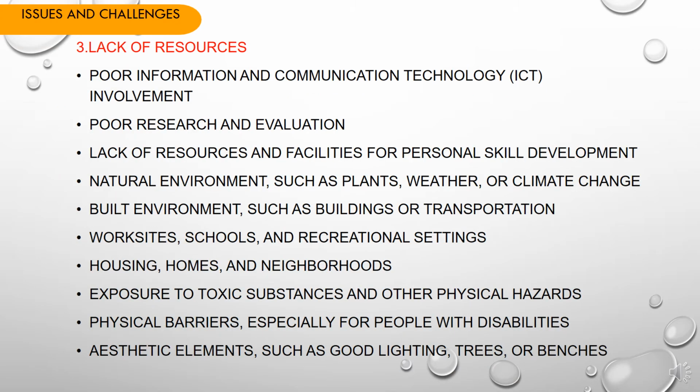Number three is lack of resources. Here we have poor information and communication. ICT plays a big part. Poor research and evaluation, lack of resources and facilities, or personal skill development. The natural environment plays a big role in the climate change, and built environments such as buildings or transportation, work sites, and recreational settings, housings, and neighborhoods, exposure to toxic substances and physical hazards, physical barriers, especially for people with disabilities, and aesthetic elements.